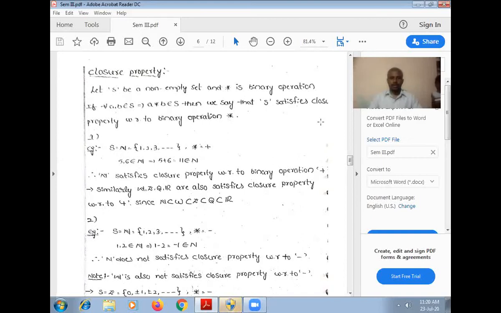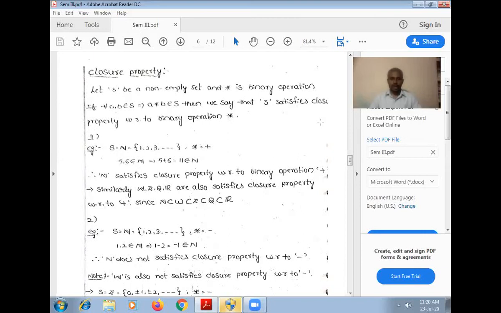Similarly W, Z, Q, R also satisfy closure property with respect to plus, because N is a subset of W, and W is a subset of Z. So Z is also a subset of Q, and Q is a subset of R. That's why W, Z, Q, R also satisfy closure property with respect to plus.